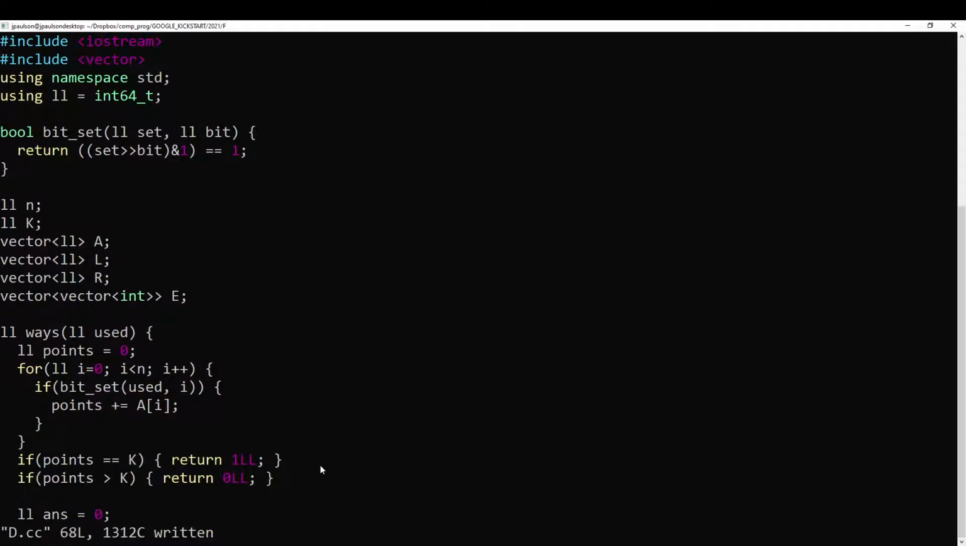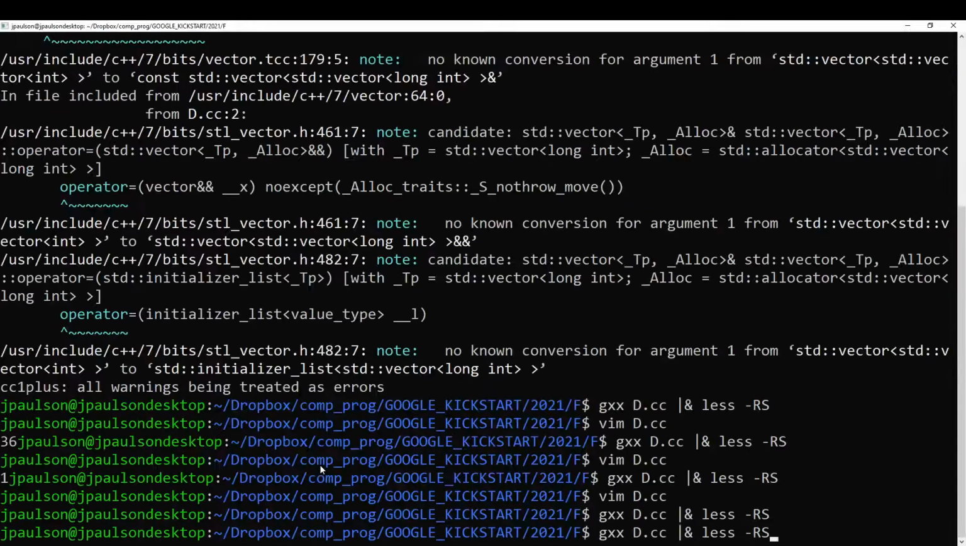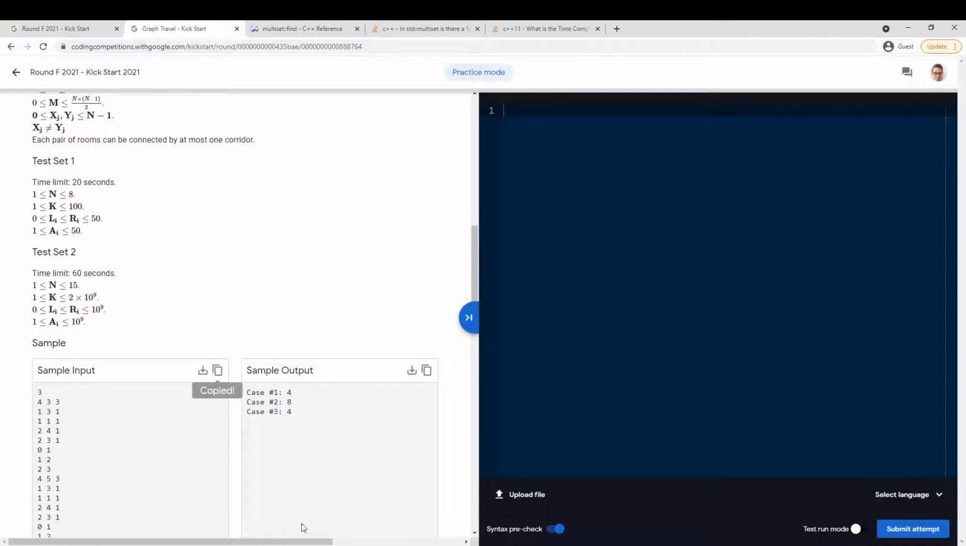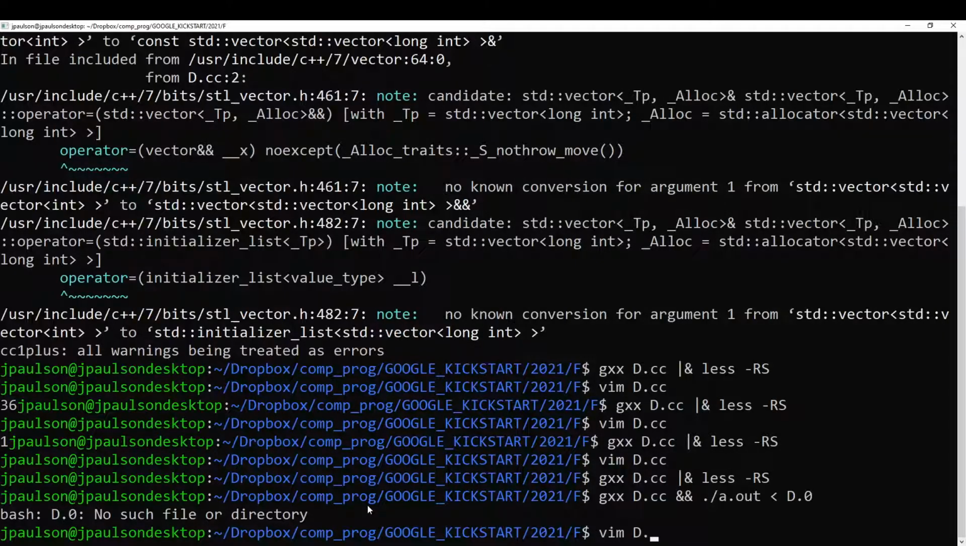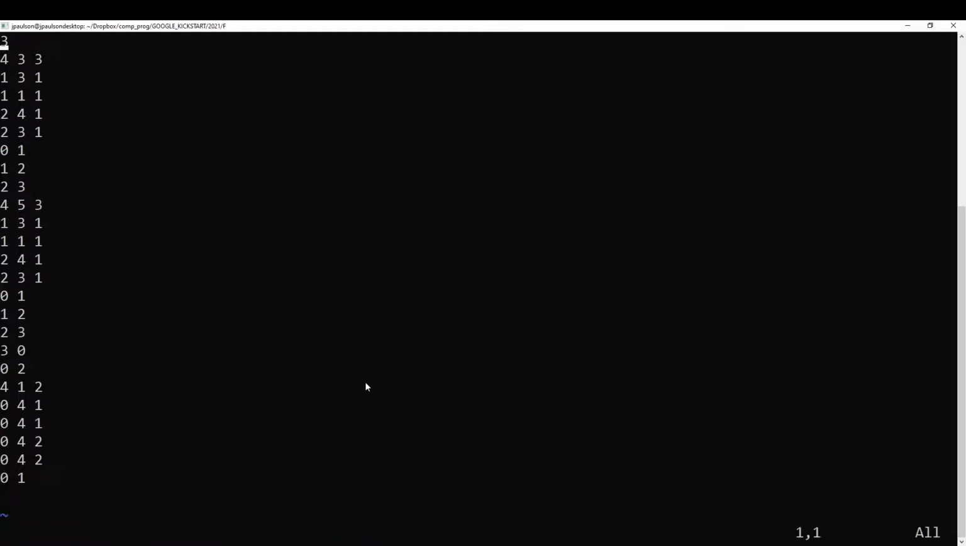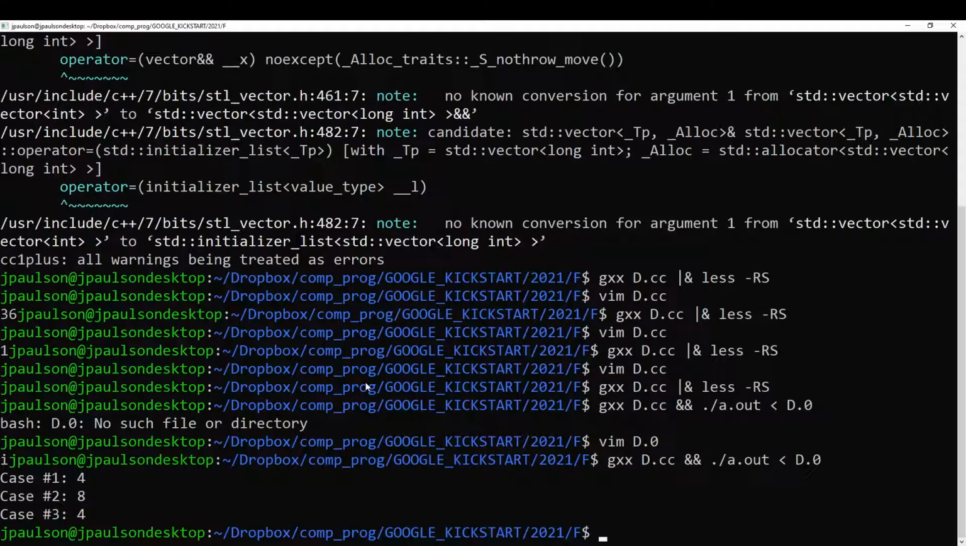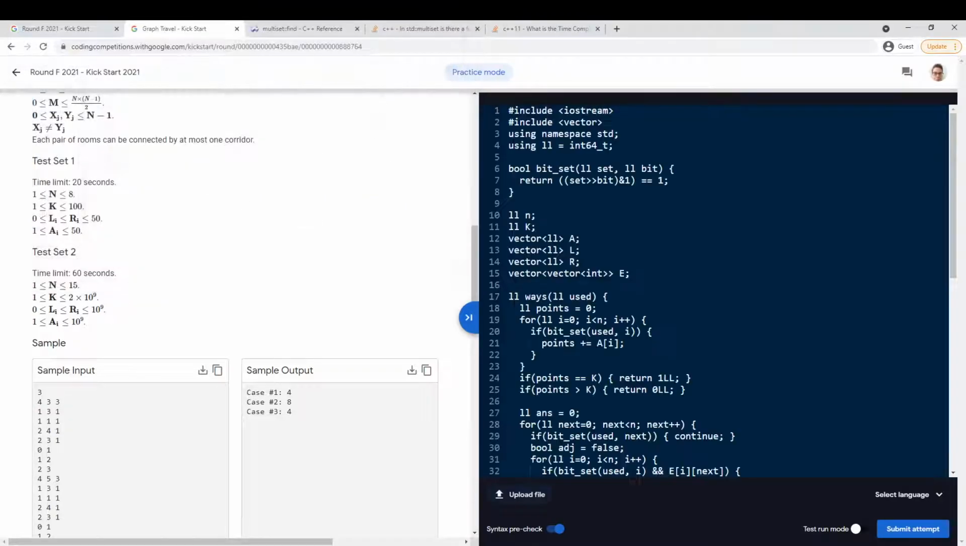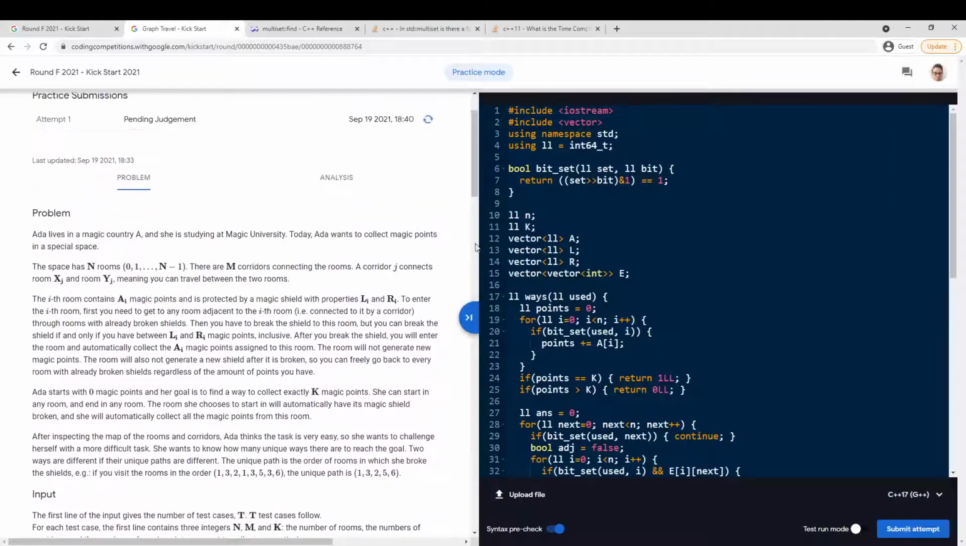Okay, 484. Awesome. C++. Okay, let's try it.